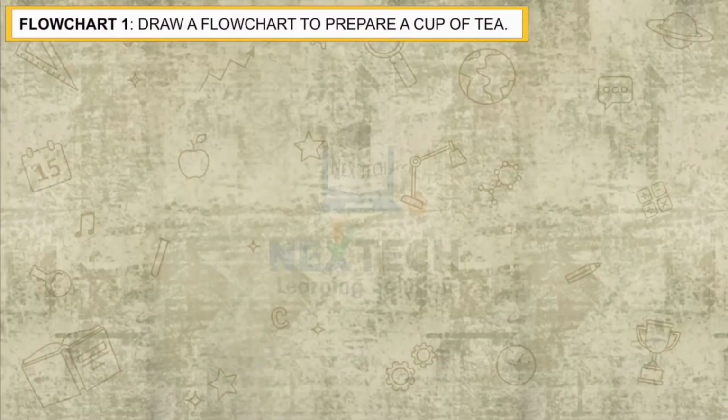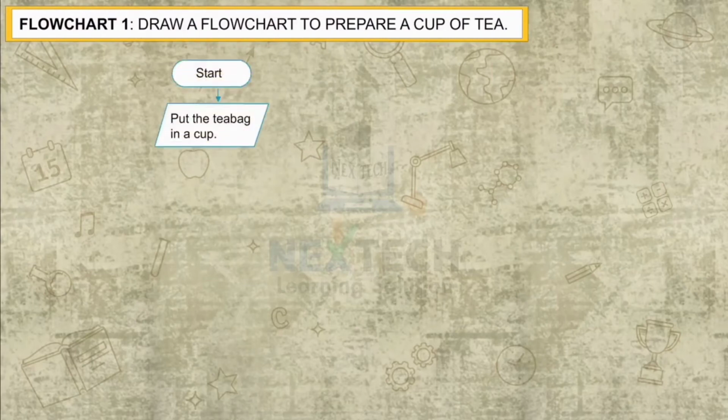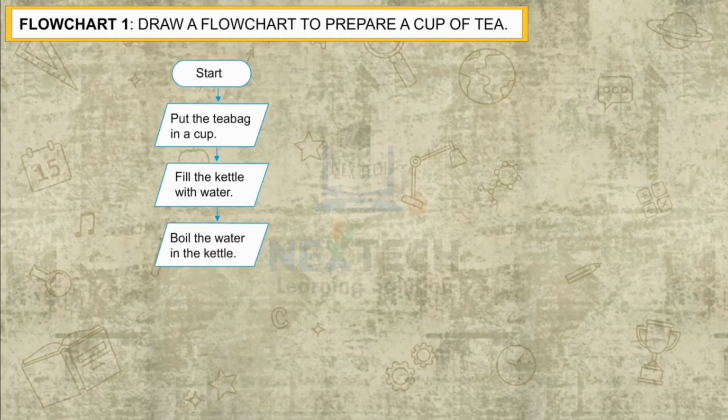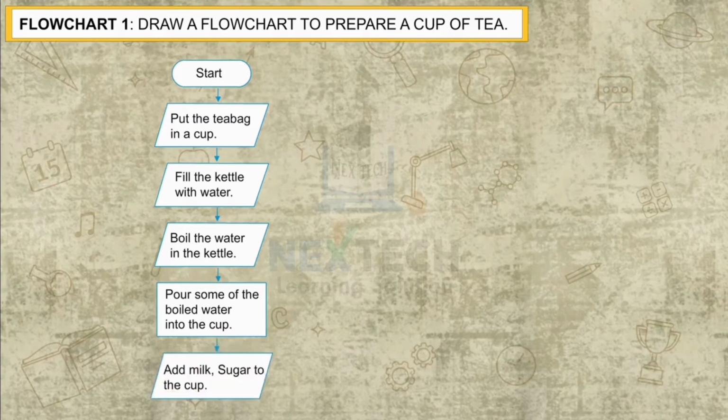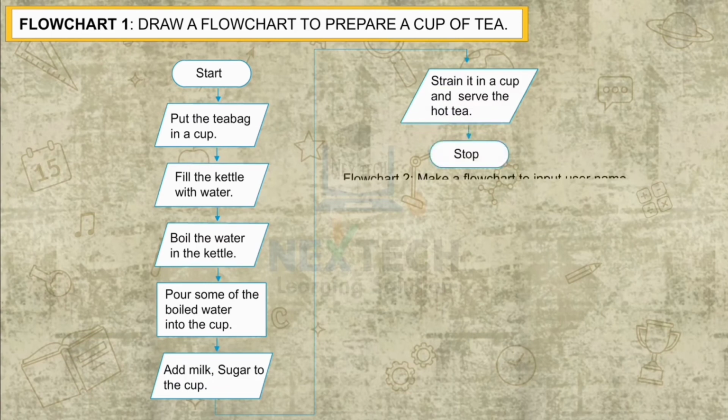So now let's take an example. Draw a flowchart to prepare a cup of tea. Start. Put the tea bag in the cup. Fill the kettle with water. Boil the water in the kettle. Put some of the boiled water into the cup. Add milk and sugar to the cup. Strain it in a cup and serve the hot tea. Then stop.